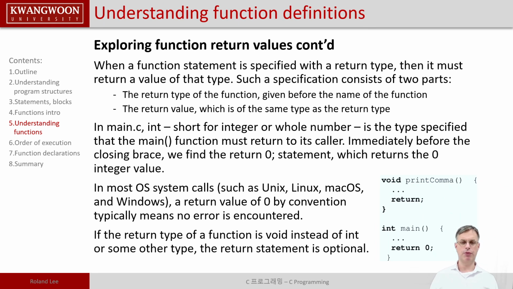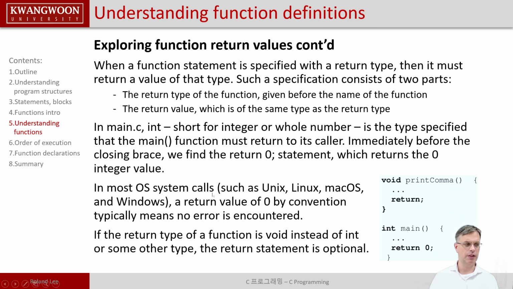Immediately before the closing brace, we find the return 0 statement, which returns a 0 integer value. In most OS calls, a return value of 0 by convention typically means no error is encountered during compiling our file. If the return type of a function is void instead of int or some other type, there is no return value. The return statement is optional.